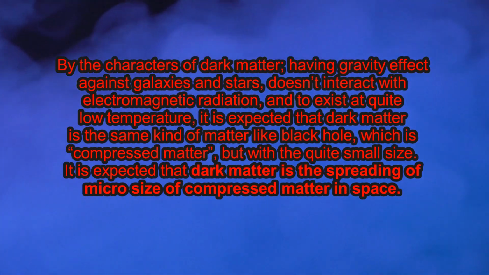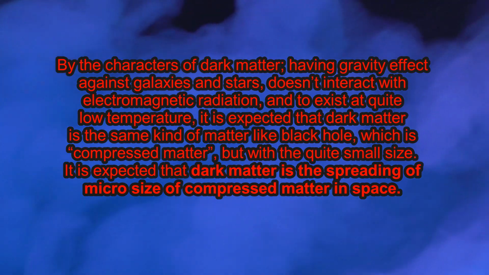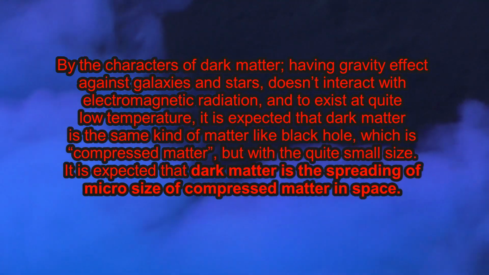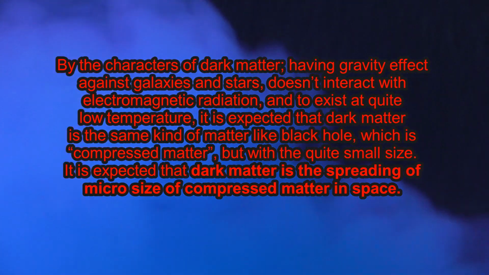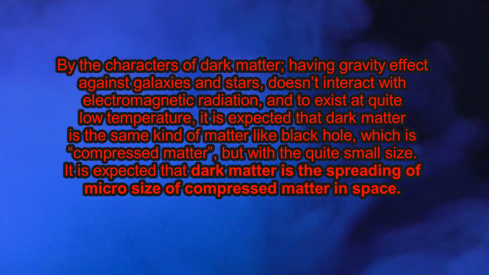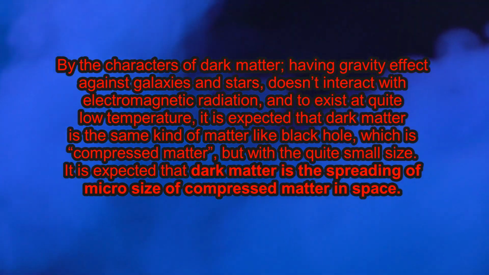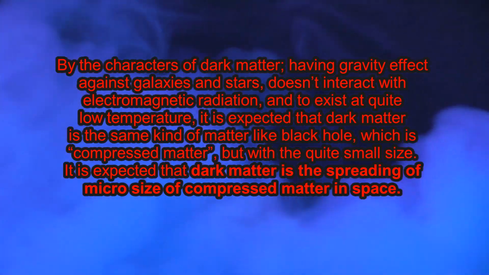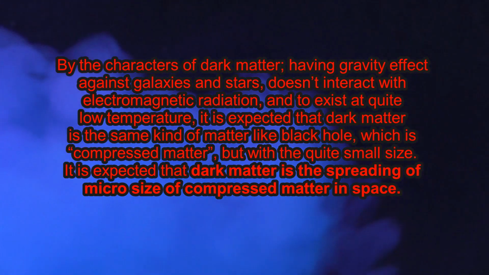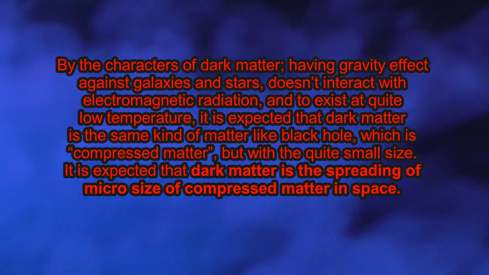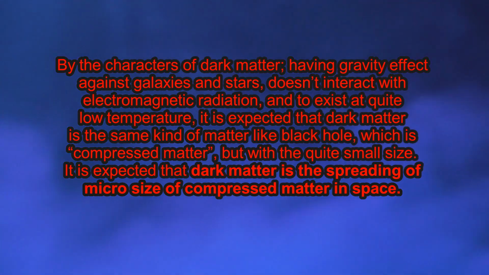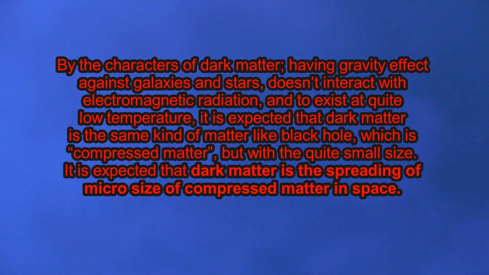By the characters of dark matter, having a gravity effect on galaxies and stars, not interacting with electromagnetic radiation, and existing at quite low temperature, it is expected that dark matter is the same kind of matter as a black hole, which is compressed matter but with a quite small size. It is expected that dark matter is the spreading of micro-size compressed matter in space.